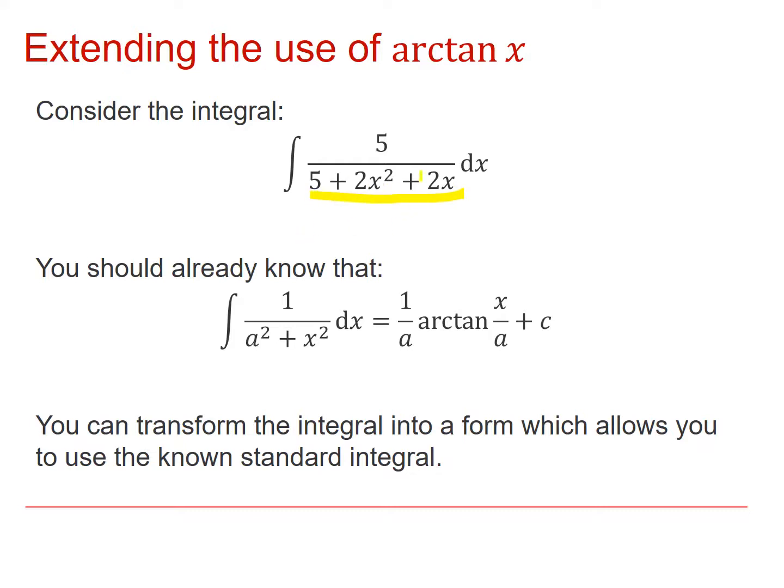The only integral that we know that looks like this is this one, 1 over a squared plus x squared, which comes out at 1 over a arctan x over a plus c. Remember that arctan is the inverse tangent, and sometimes you'll see it written as tan to the minus 1 of x over a.